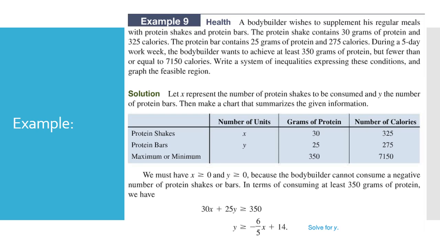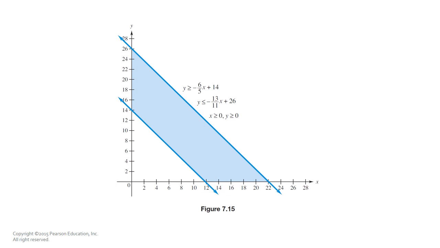Okay, here we have the chart. The number of units would be represented by X or Y, the grams of protein, the number of calories. Notice across the bottom, for grams of protein, he wants a minimum of 350. So when we write the inequality 30x plus 25y, we're going to have greater than or equal to 350. For the number of calories, we want it to be less than or equal to 7,150. So when we go to the next page, you'll see there's a less than or equal to for that one. And there are our answers. So the region that's shaded in would be how many of each he can have.